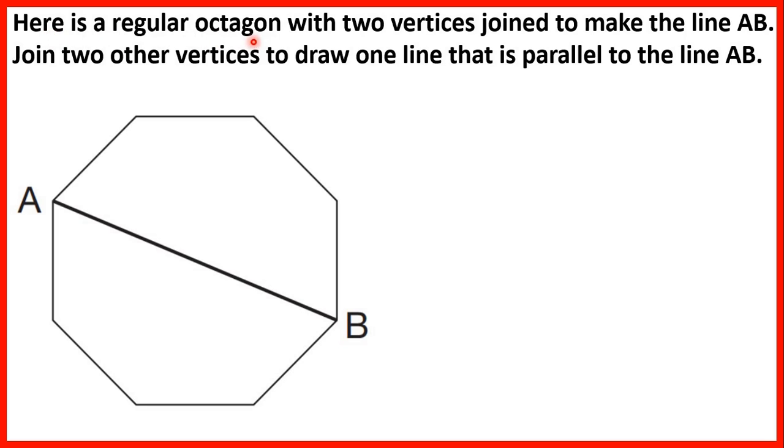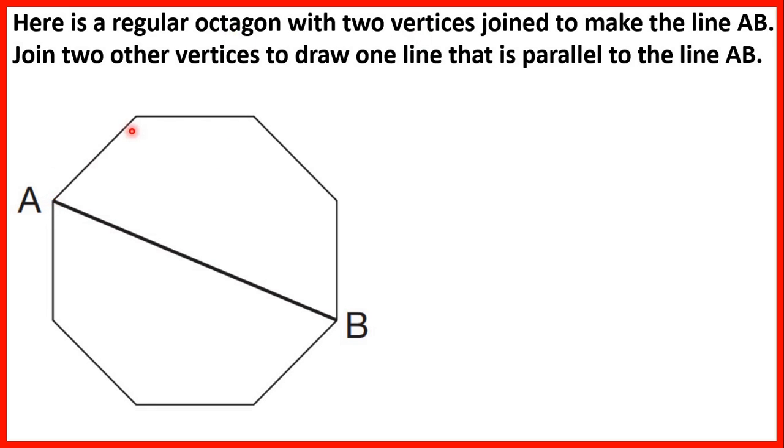Here is a regular octagon with two vertices joined to make the line AB. Join two other vertices to draw one line that is parallel to the line AB. So we need to remember an octagon is an 8-sided shape.